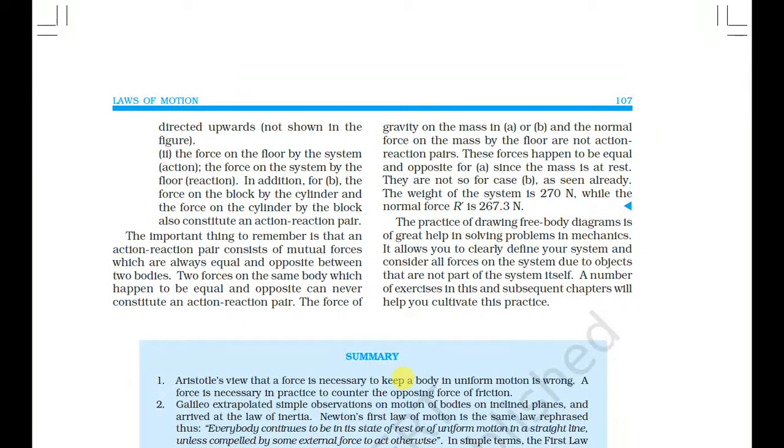So the important thing to remember is that an action-reaction pair consists of mutual forces which are always equal and opposite between two bodies. Two forces on the same body which happen to be equal and opposite can never constitute an action and reaction pair. So the force of gravity on the mass in A or B and the normal force on the mass by the floor are not action and reaction pairs. These forces happen to be equal and opposite since the mass is at rest, which is not so for case B.